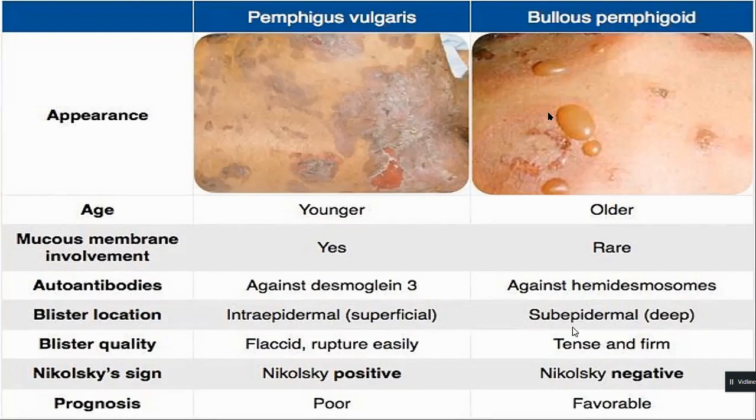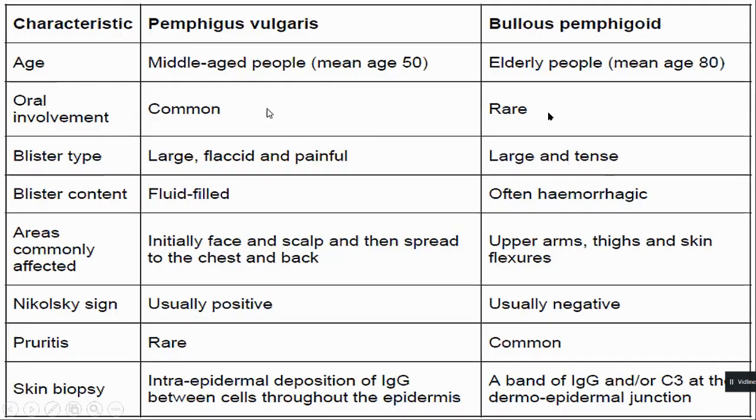And regarding the bullous, it's tense and firm. That's why the Nikolsky sign here is positive, here it's negative. The prognosis here, this one poor, means it's dangerous. Another comparison between them.